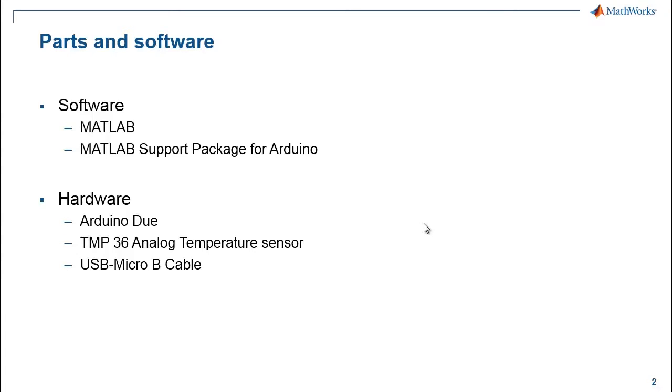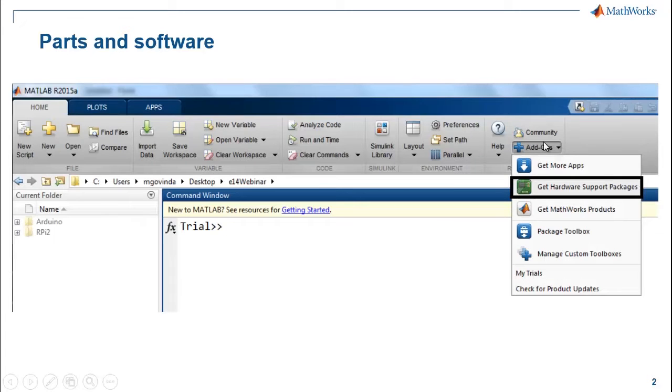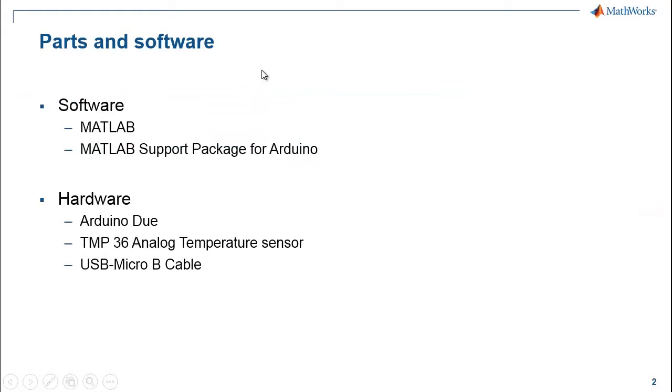If you do not have the support package installed, then you can go to Add-ons tab and click on Get Hardware Support Package to download and install the support package. I'm using an Arduino Due, a TMP36 temperature sensor, and a USB microB cable for this demo.